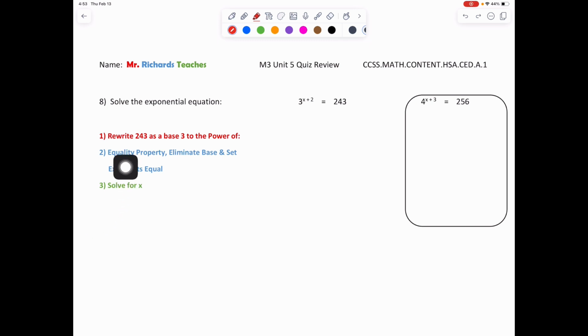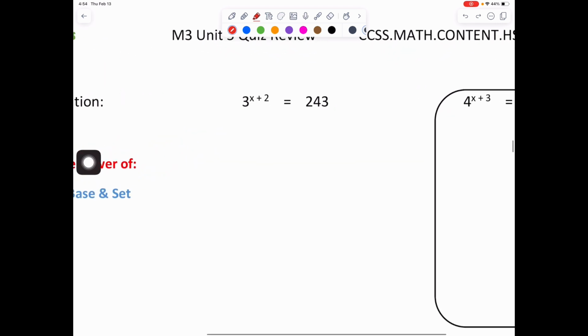Graduating on to number 8, solve the exponential equation 3 to the power of x plus 2 equals 243. Step 1, rewrite 243 as a base 3 to the power of. Why is it to the base 3, I wonder? Oh, okay, we have a base 3. Wonderful.